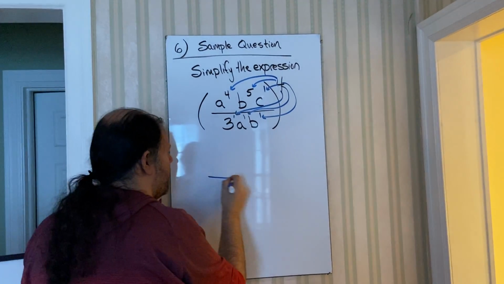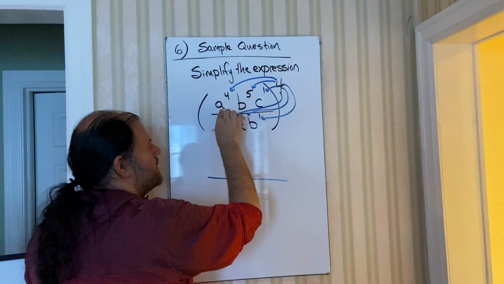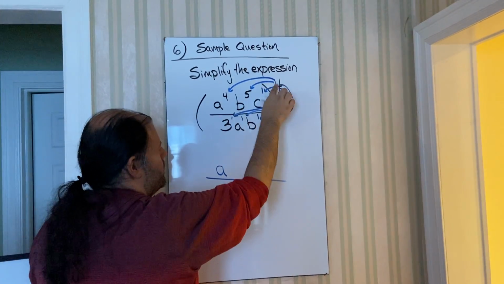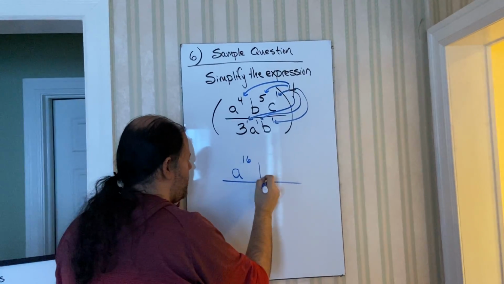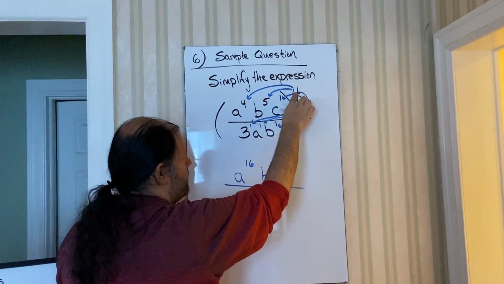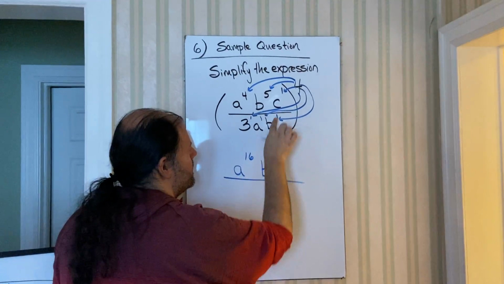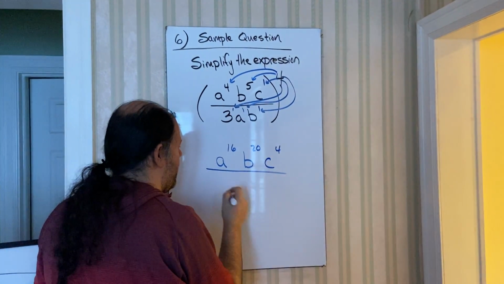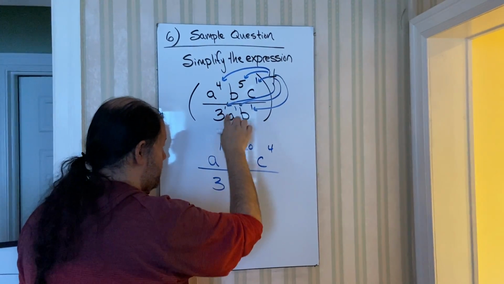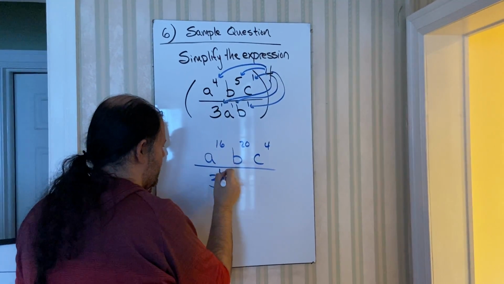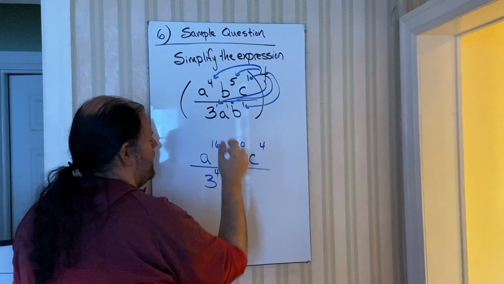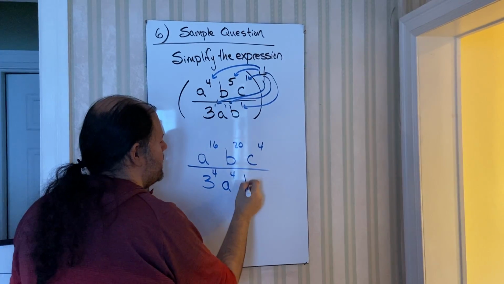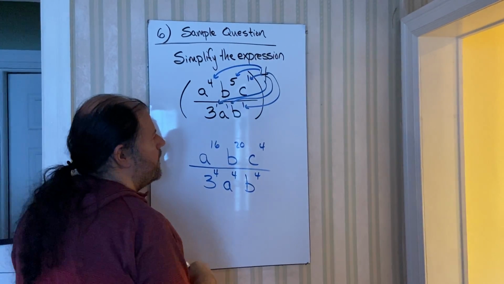When you do this, multiply. Keep the same basis. So we're going to have A, but 4 times 4 is 16. We're going to have the base B, but 5 times 4, 20. We're going to have the base C, 1 times 4, 4. We're going to have the base 3, but 1 times 4, 4. We're going to have the base A, 1 times 4, 4. And we're going to have the base B, 1 times 4, 4.